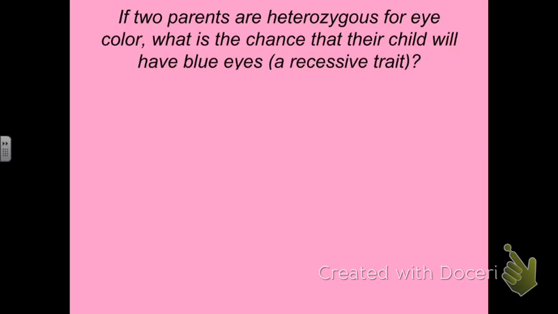By the way, that's very much an oversimplification, but we can work on it. Okay, so both parents are heterozygous for eye color. We can write that down. Heterozygous, and then here's the cross. Okay, so now we've got both parents. They're heterozygous for eye color.